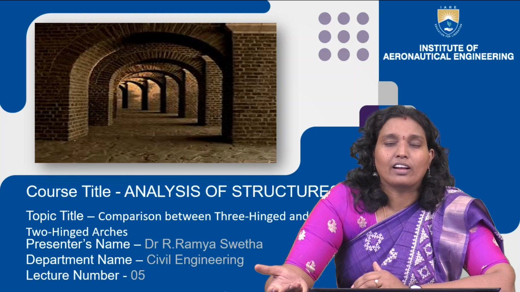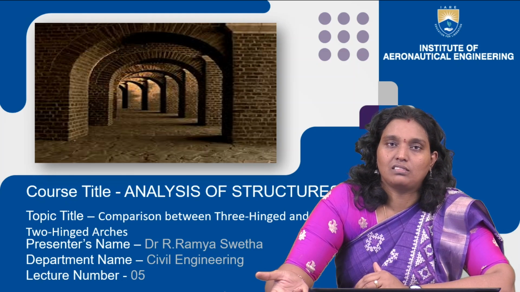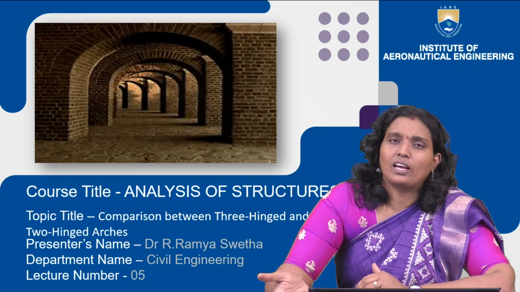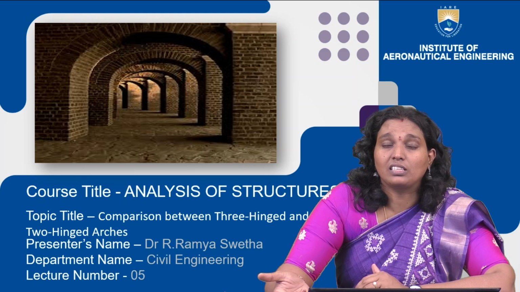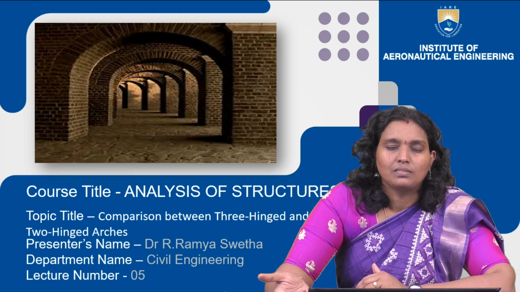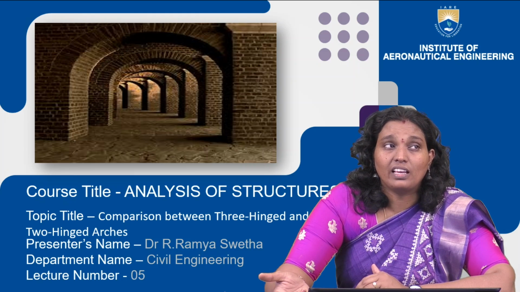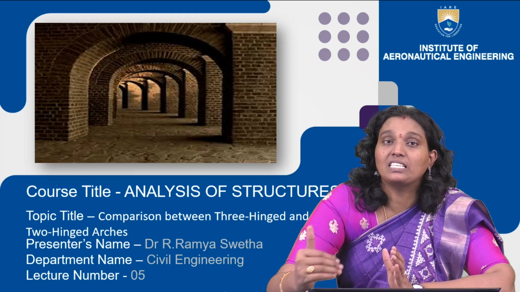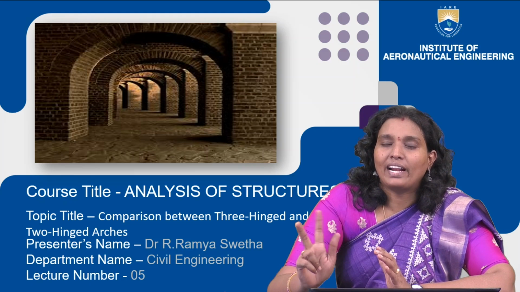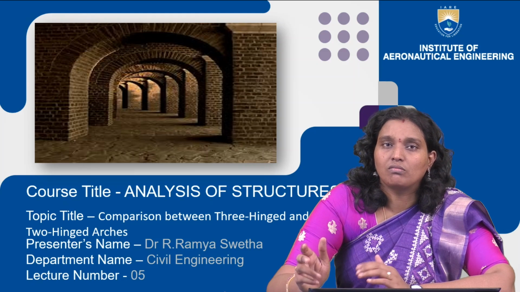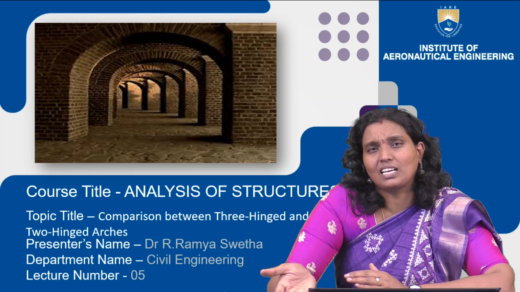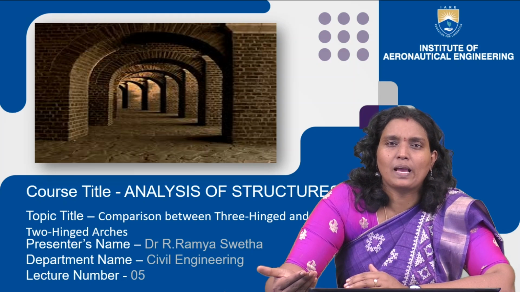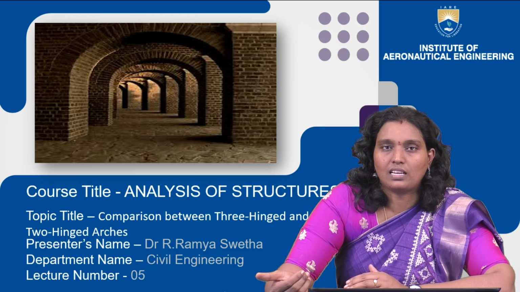According to the number of hinges in a particular arch, we classify the arches in 2 ways. Those are 3 hinged arches. In these, we have 3 hinges placed at different places. 2 are at the end supports, one on one end and the other on the other end. And at the crown, one more hinge is provided. Such types of arches are known as 3 hinged arches.